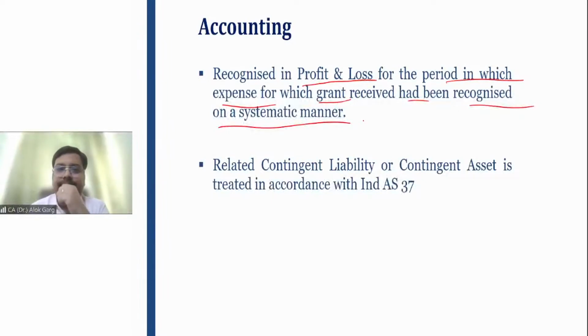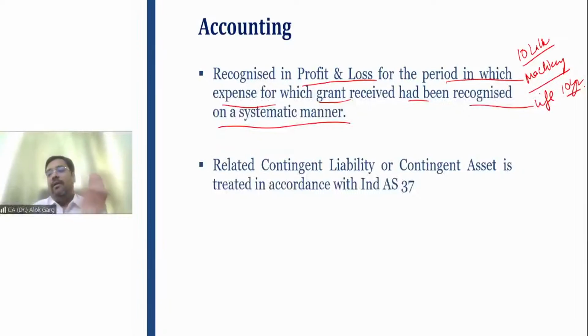What does it mean? Let's say the government has given a grant for the purchase of an asset. So the government has given a grant of rupees 10 lakh for the purchase of machinery, and the life is 10 years, right?